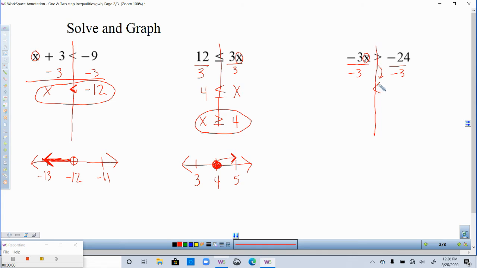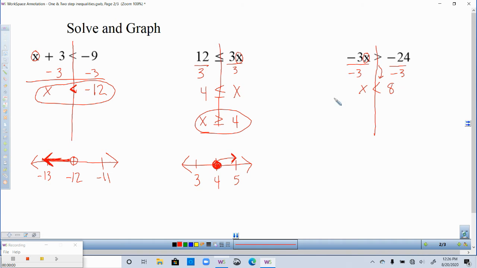And why did it flip? Because we divided by a -3. It doesn't matter what the answer is, and there's a lot of other things that could happen. The only thing that tells me that I can flip this is I divided by a -3, or if we would have multiplied by a -3. So the -3's cancel out, and we have x. Two negatives here make a positive, so 24 divided by 3 would be a positive 8.